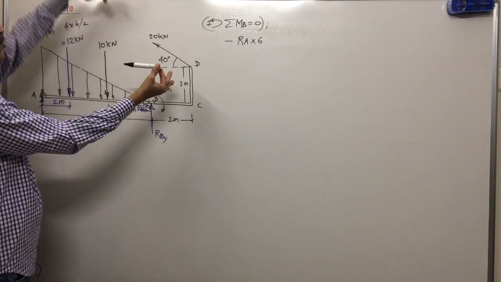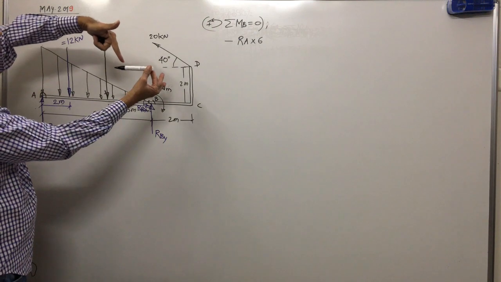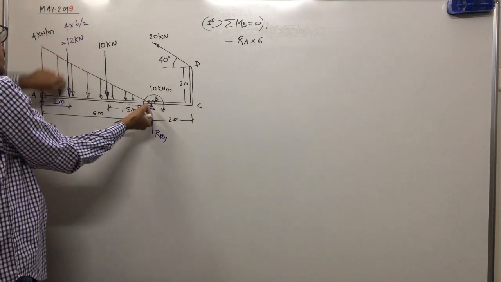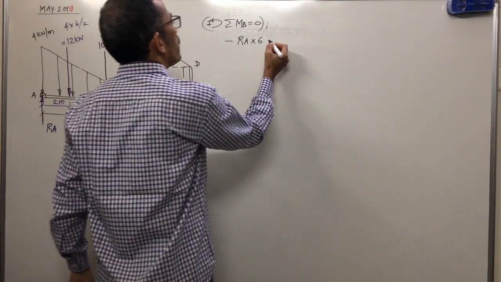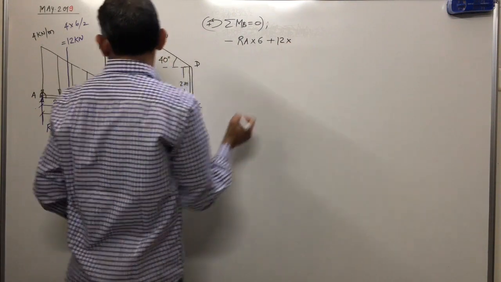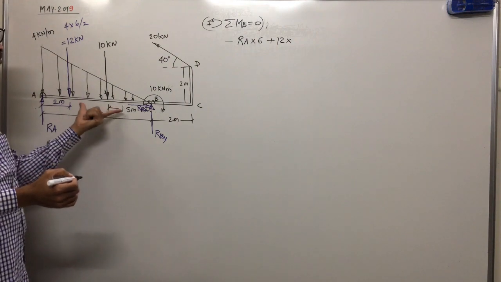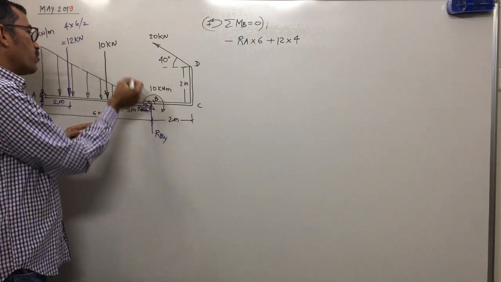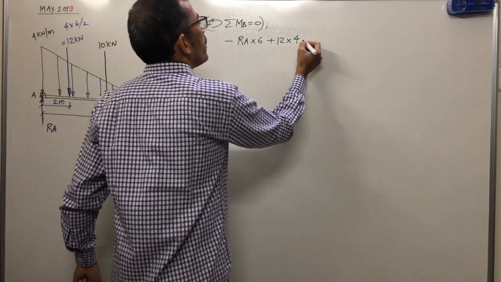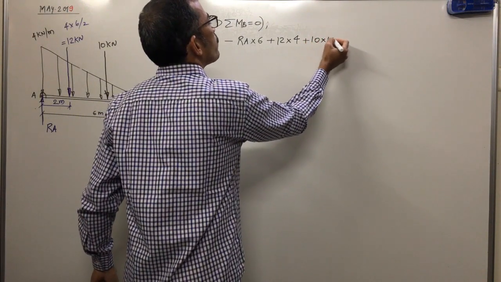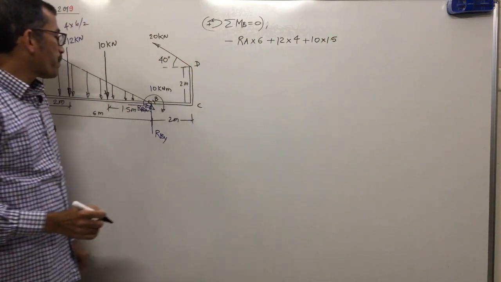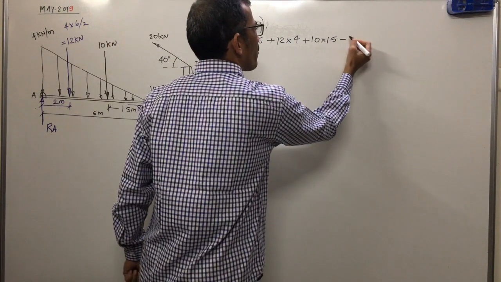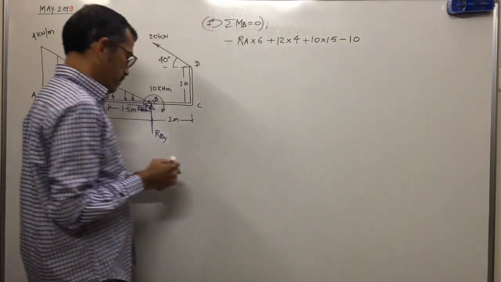Moment of 12 kilonewton about B. Hold it at B. Force on the left side, downward. How will the pen rotate? Anti-clockwise. Plus 12 into what distance? This is 2 meter, this is 6 meter, means 4 meter. Same thing, moment of 10 about B, again anti-clockwise. Plus 10 into 1.5. The 10 kilonewton meter clockwise couple, clockwise means minus 10.